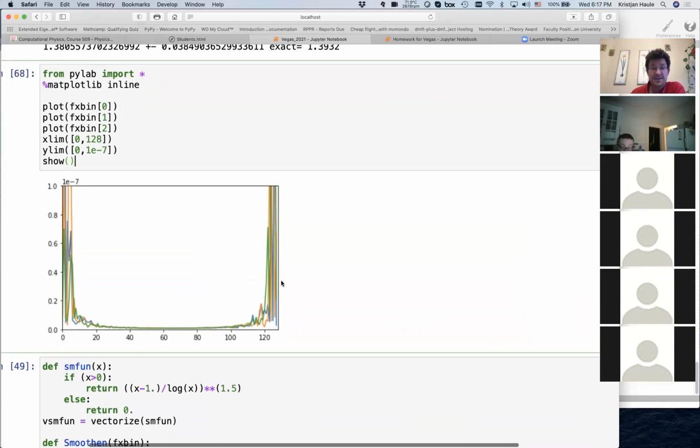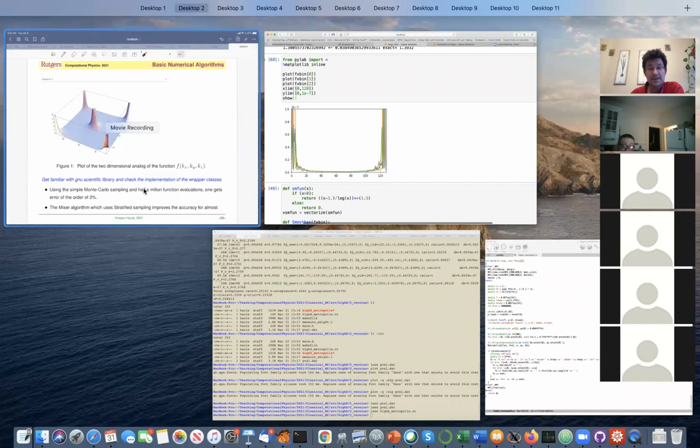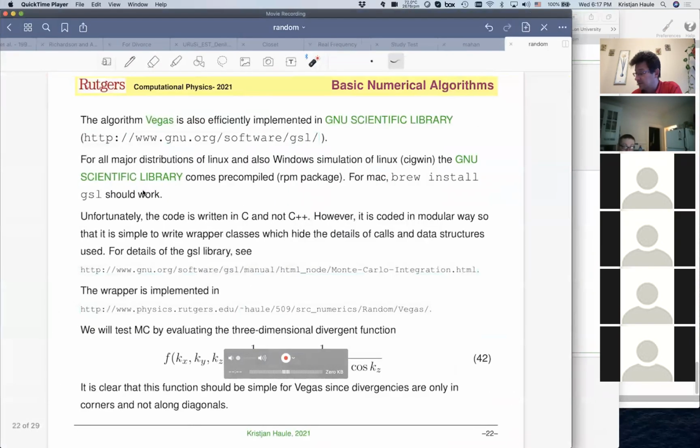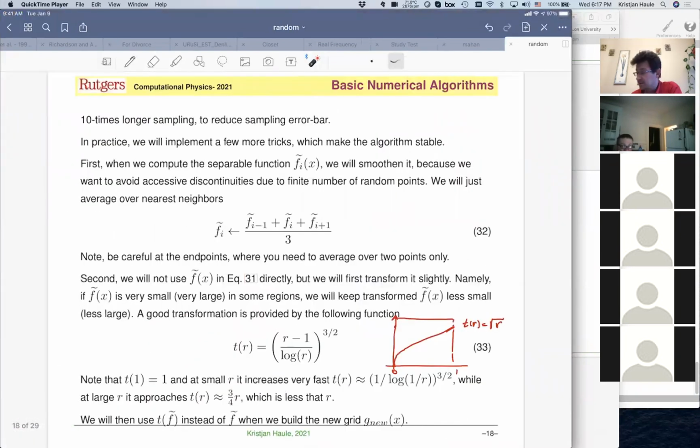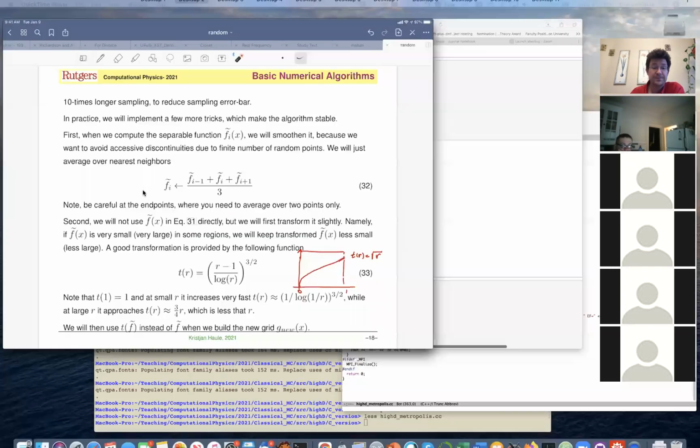Well, we discussed this last time. How to make it better? There are two tricks. One is very simple. We are going to average over 3 points. We're going to take f of i minus 1, f of i, and f of i plus 1, divided by 3. So average over 3 points to smoothen out the peaks and dips, and then we're going to transform it with this function. Okay, so these are the two steps that we're going to do.